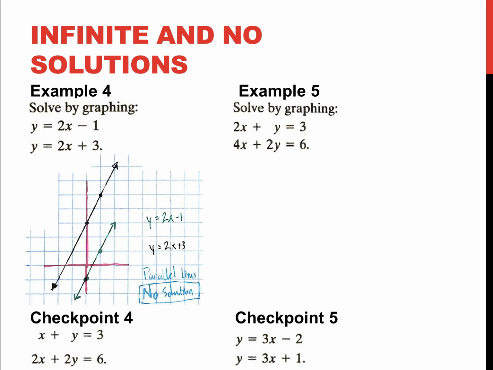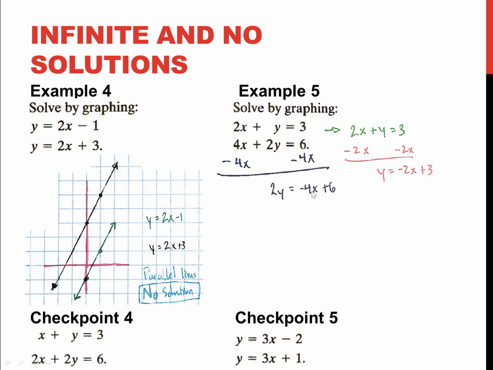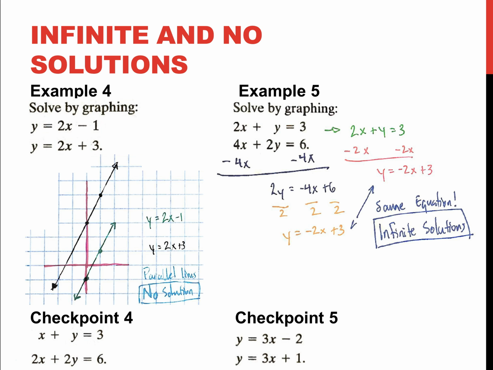All right, so let's take a look at example 5. I'm going to take the first equation and solve it for y. So I'm going to move the 2x and I get y equals negative 2x plus 3. Okay, cool. The second equation, I'm going to move the 4x and then isolate the y by dividing by 2, and that gets me y equals negative... Wait a second. That's the same equation. Since it's the same equation and I'm presented with 2 of them, that means I have an infinite number of solutions.